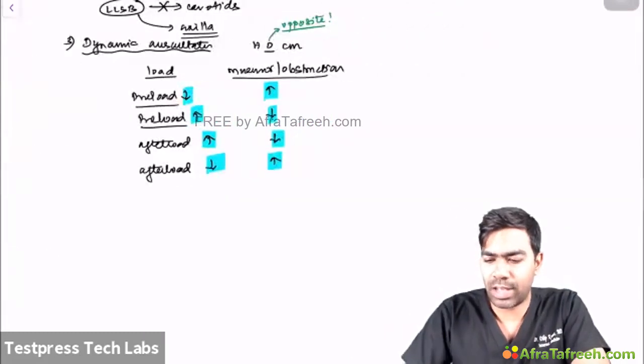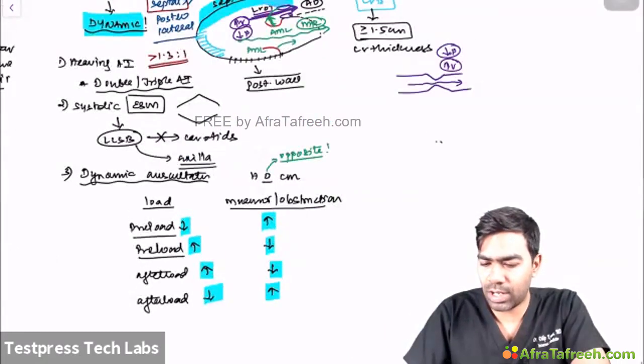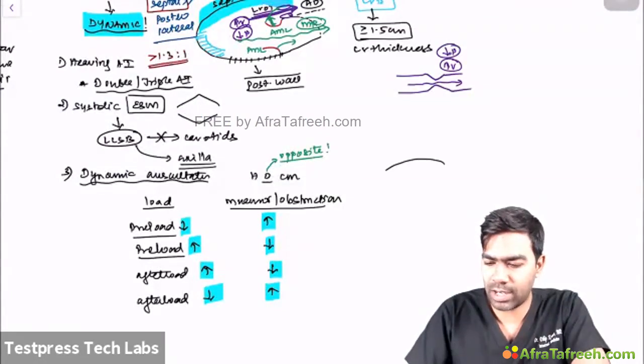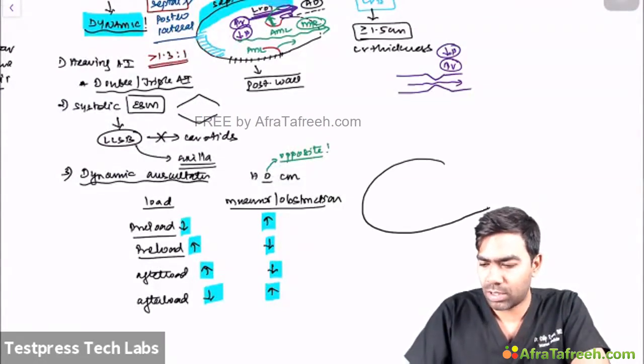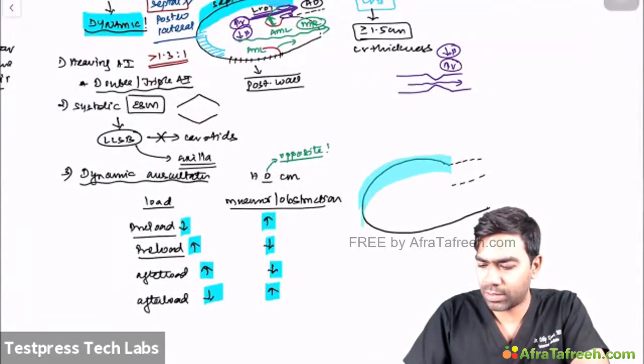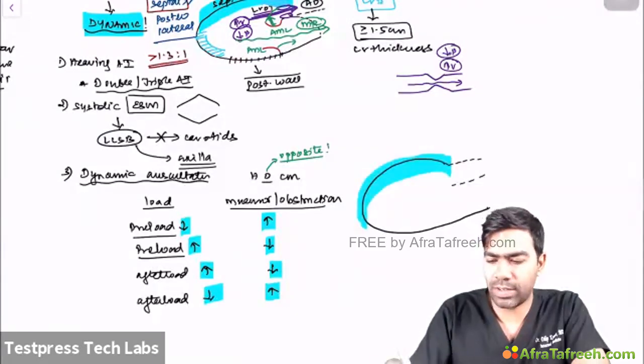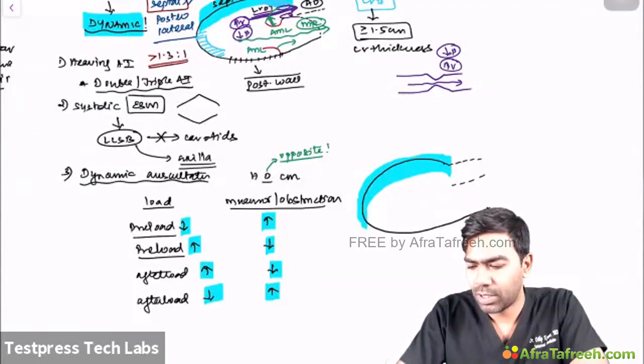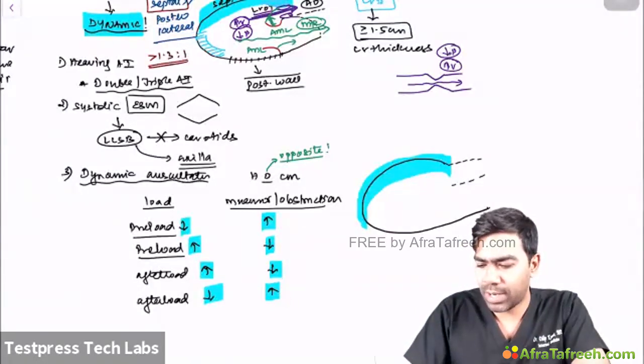So whenever you take this LVOT again, if you draw this LVOT one more time, the final time, this is going to be the outflow tract and this is going to be the inflow tract. So if you have a significant obstruction at the LV outflow tract, the preload really matters here.